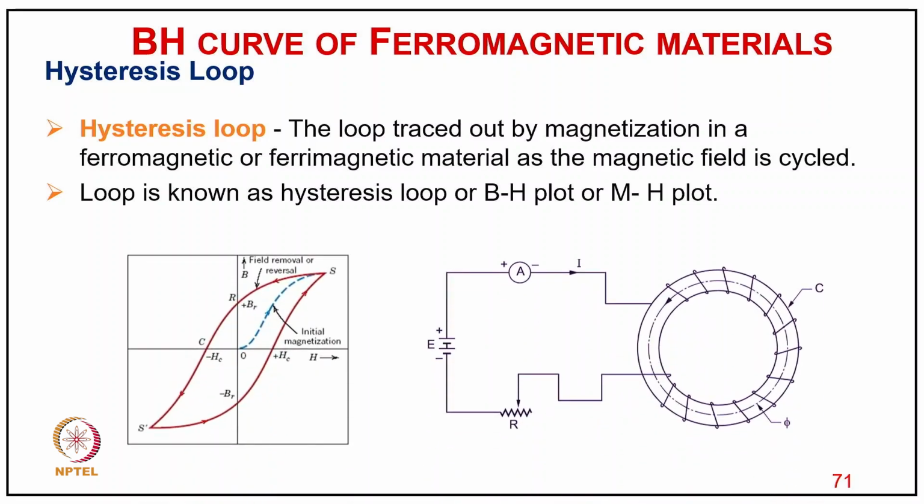We can have a toroidal core with a winding on it, and we can excite it with DC by switching, and we can change the current in it.